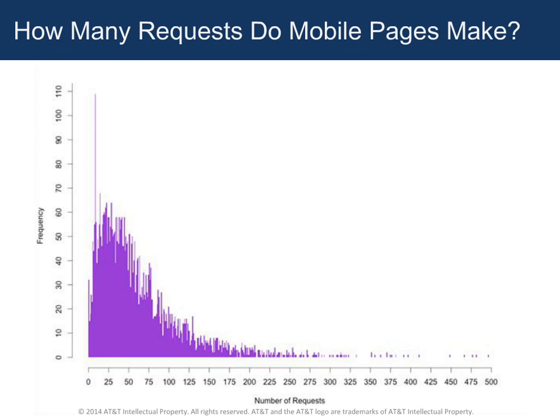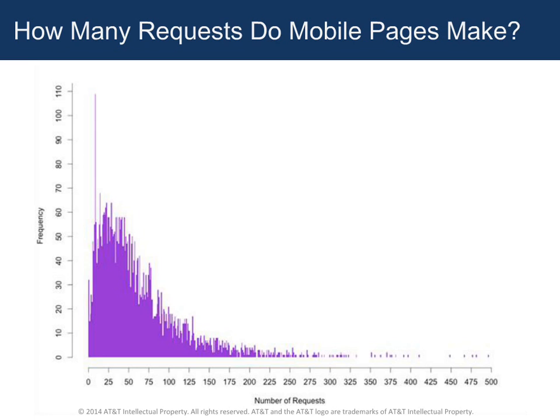What we did here is we plotted a histogram of how many requests the pages are making. And what we see is that below 25 requests, there are some sites making that low number of requests. But the peak, the median of the curve, is somewhere around 50 to 75, and there are people with mobile sites making 100-plus requests, right up to the very end, where there are some sites that make 500 requests on a mobile site.